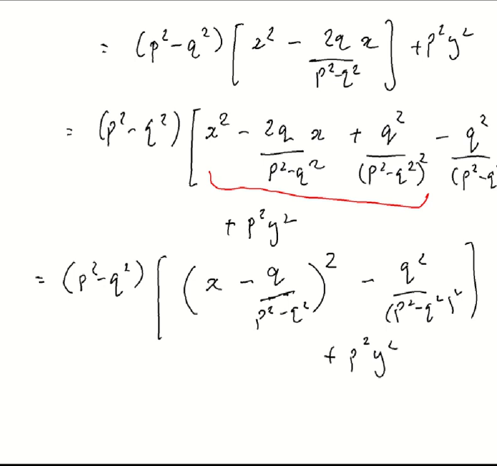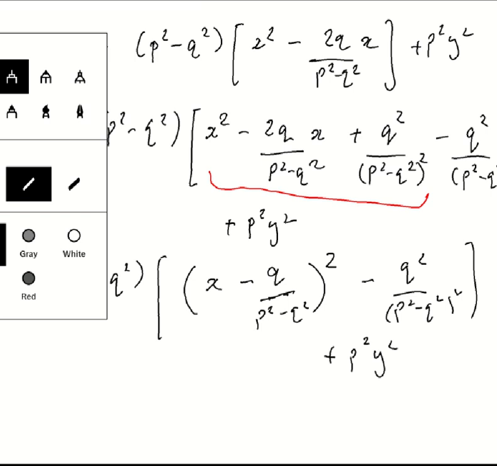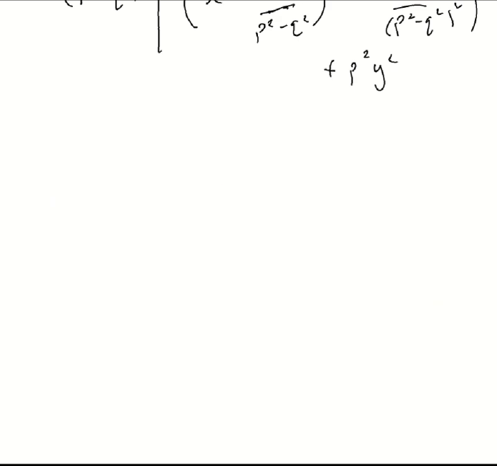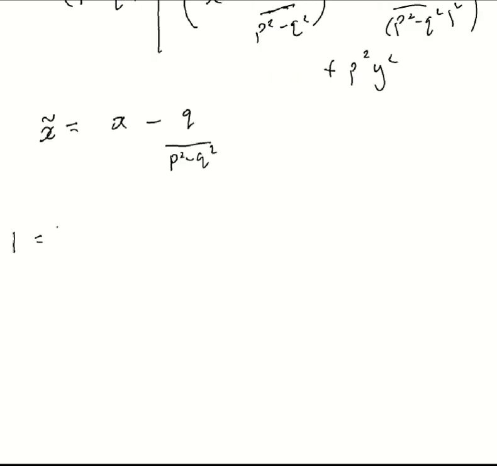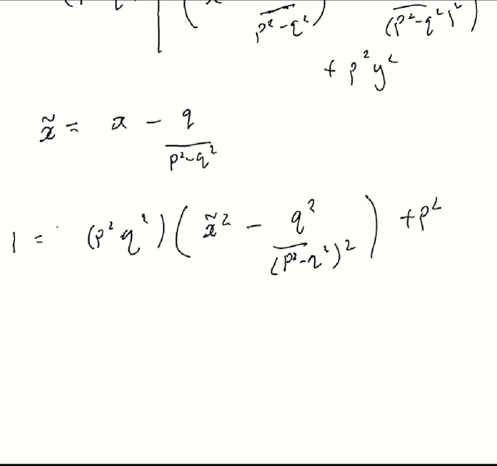Okay, so what I'm going to do is a little change of coordinates, and it's very simple. I'm just going to put x twiddle equal to x minus q over p squared minus q squared. If I do that, then I've still got my left-hand side being 1. 1 is equal to p squared minus q squared times my x twiddle squared. So now it's nice and centered. Minus q squared over p squared minus q squared all squared plus p squared y squared.